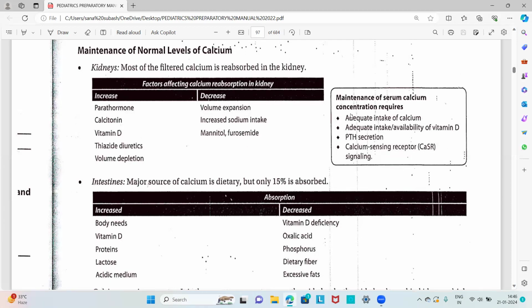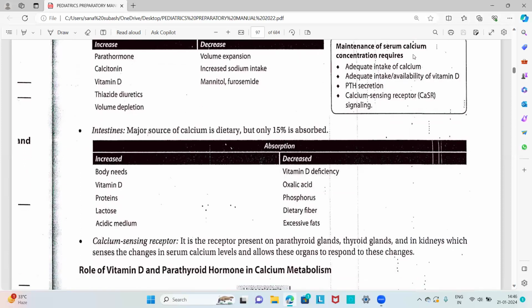The maintenance of serum calcium concentration requires adequate intake of calcium, adequate intake or availability of vitamin D, because it causes increased uptake from the intestine as well as from the kidney, and parathormone secretion, calcium sensing receptors, and signaling. So these are the prerequisites for maintenance of serum calcium concentration.